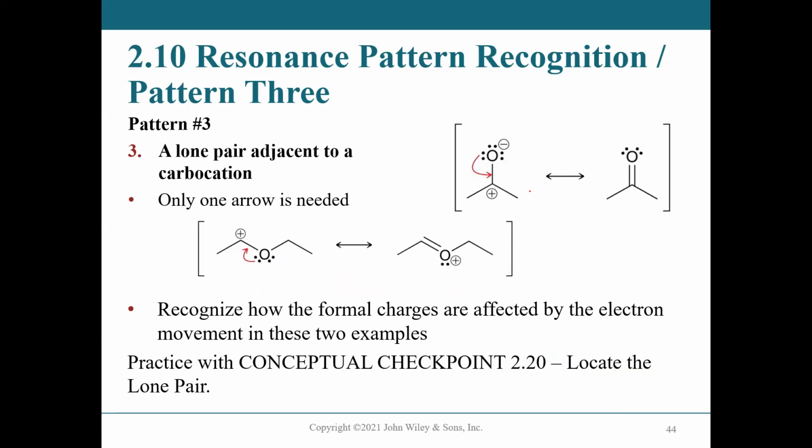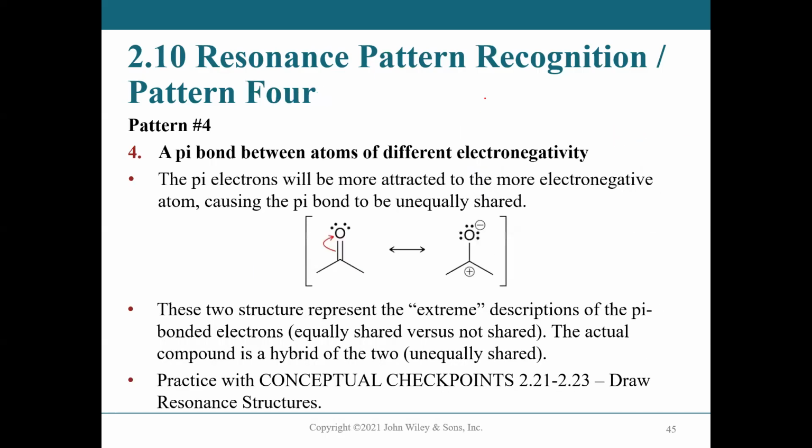They're showing you some patterns that you may see. If you see this right here, you can add that double bond. That gets rid of both formal charges. So this is actually a better structure because you see 0 formal charges right here. So whenever you draw structures, you want to get the formal charges as close to 0 as possible. So we have a pi bond between atoms of different electronegativity. The pi electrons will be more attracted to the more electronegative atom, causing the pi bond to be unequally shared.